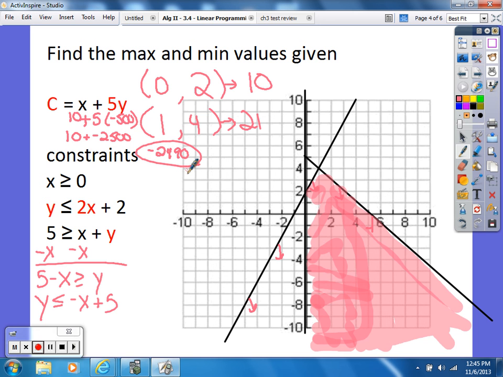So, I got negative 2490. Now, could I pick even something more ridiculous than negative 500? Oh, yeah. So, it's going to get smaller and smaller each time, right? More and more negative. So, is there a minimum here? No. So I actually get to write no min because it's unbounded.